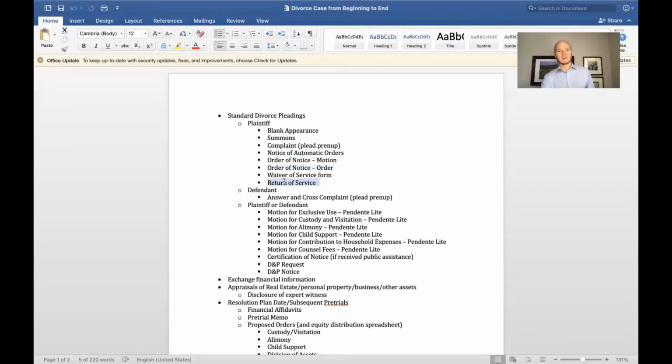Then ultimately, when the case is initially filed, you're going to need to file one of these two things: a waiver of service form. So if you're not going to have a marshal serve the defendant, you can instead have the defendant sign a waiver of service, which basically says, I'm aware of the divorce case and the fact that it's pending, and I don't need to be served. So they will have to go out and get that notarized, and then that is submitted to the court.